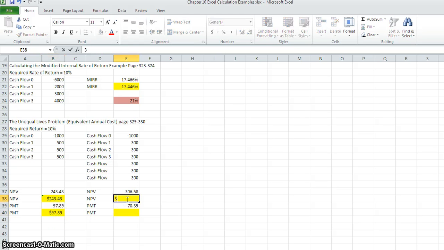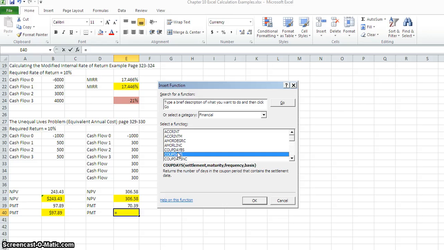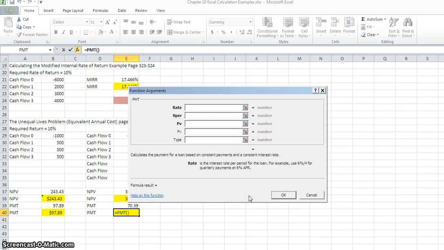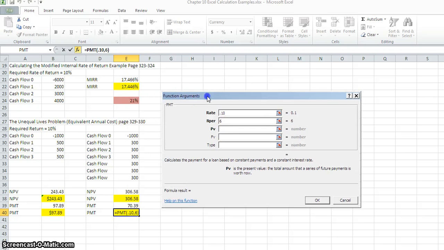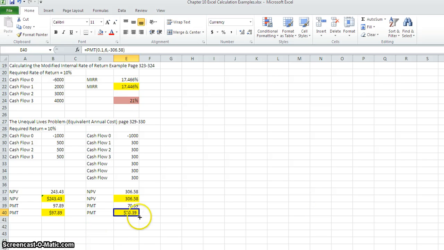For the sake of time, I'm going to do the same thing over here and just type in the net present value. But the difference here is going to be 6 years. So I'm going to find payment again. Hit OK, 10% required rate of return, but this project lasted for 6 years. And the present value in this case was negative 306.58. And if I hit OK, it matches up: $70.39.